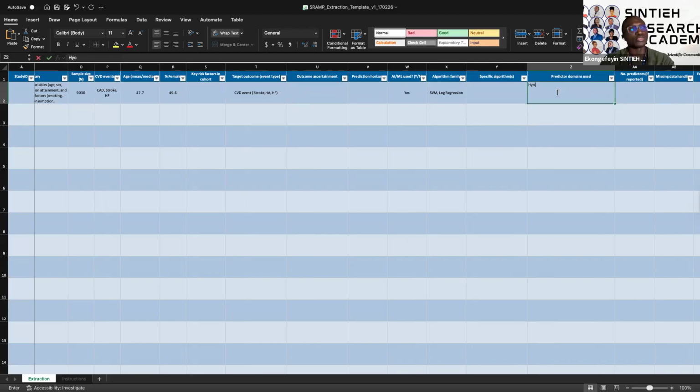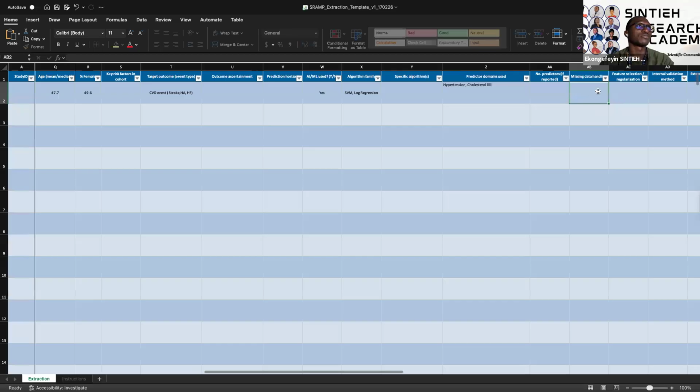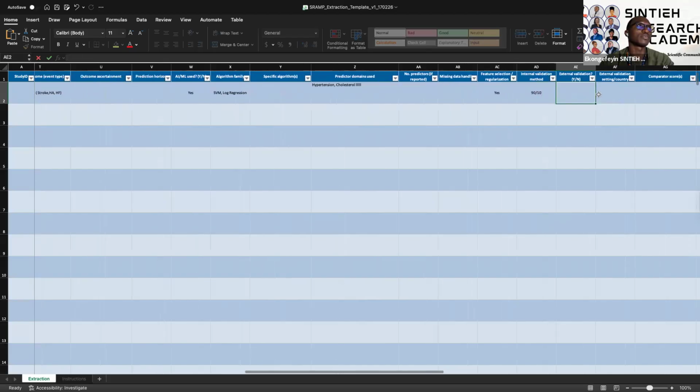So, hypertension, cholesterol, and so on. I haven't checked this, but I think they did for missing data. And then feature selection, yes, they did that. They selected features. They did a 90:10 split, so they trained with 90% of the data and then they validated with the rest. External validation, no. They didn't do external validation in their study.